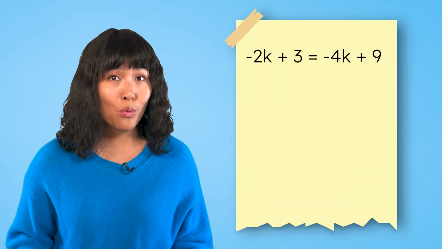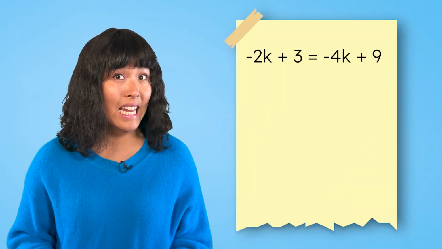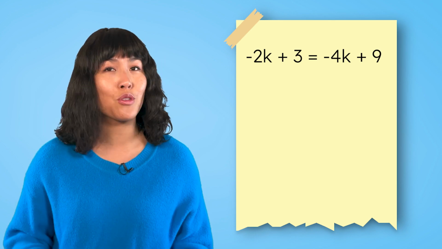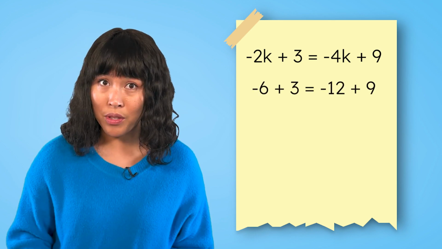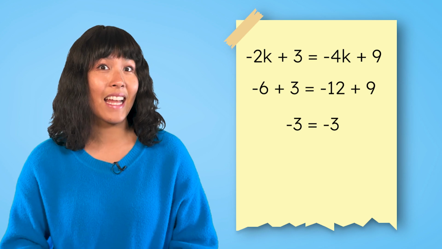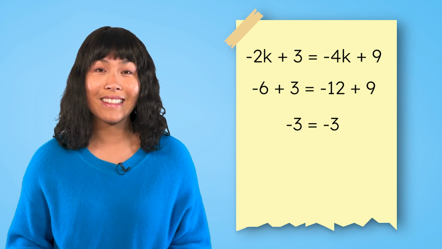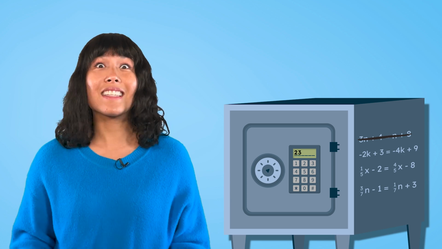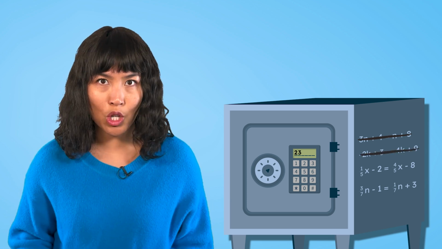When I substitute 3 in for k, I get negative 2 times 3 plus 3 is equal to negative 4 times 3 plus 9. Simplify both sides, and I get negative 3 equals negative 3. Great! We found the correct answer and the next digit of our passcode. Only 2 more equations to go.